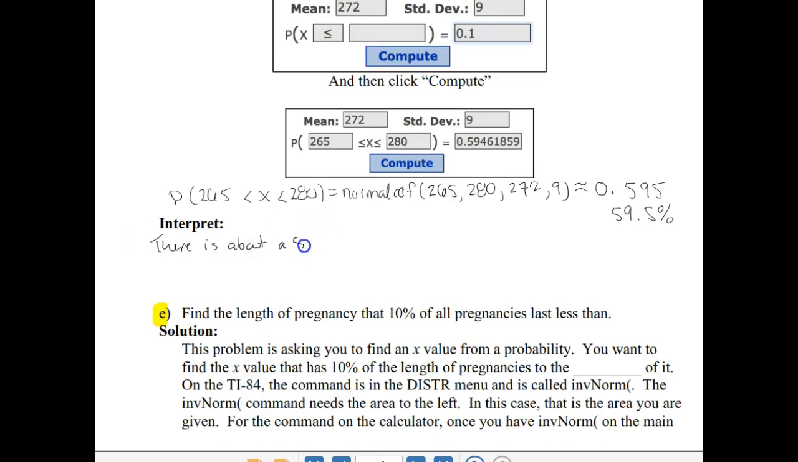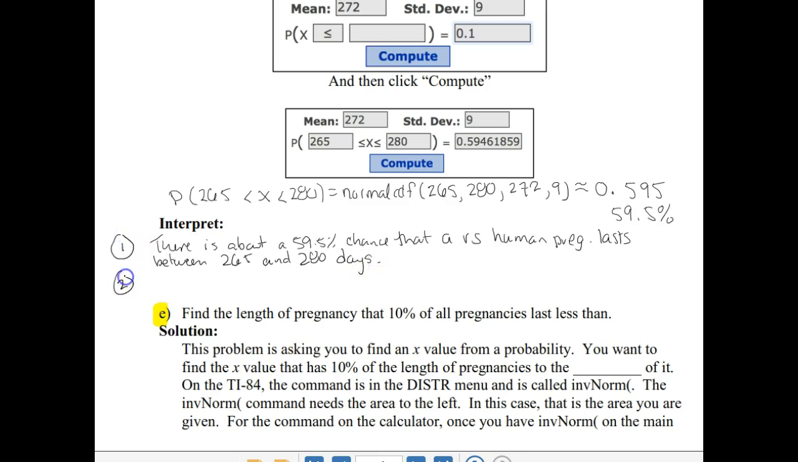So to interpret, we could say there is about a 59.5% chance that a randomly selected human pregnancy lasts between 265 and 280 days. Or we could say about 59.5% of all human pregnancies last between 265 and 280 days. So either interpretation is correct.